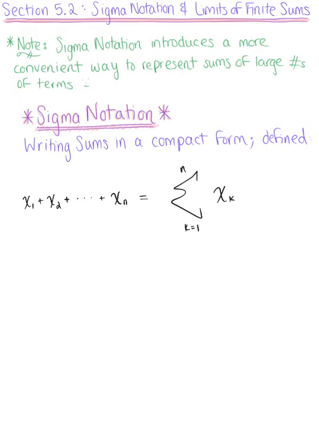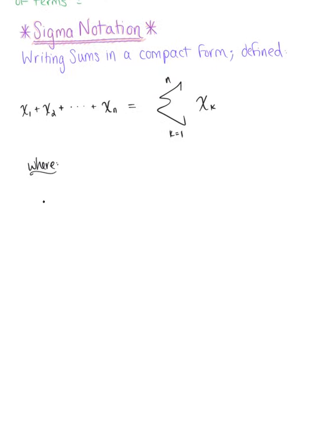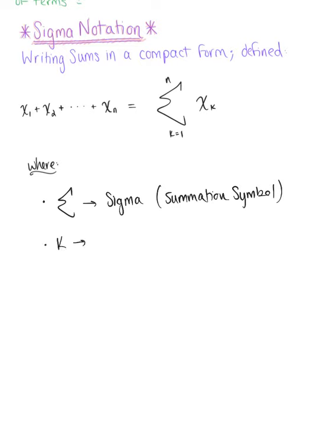So what does all of this mean? We'll give ourselves a little more room. So this is where this sharp E is our sigma, the Greek letter S. This is the summation symbol. Now k is the index of summation.